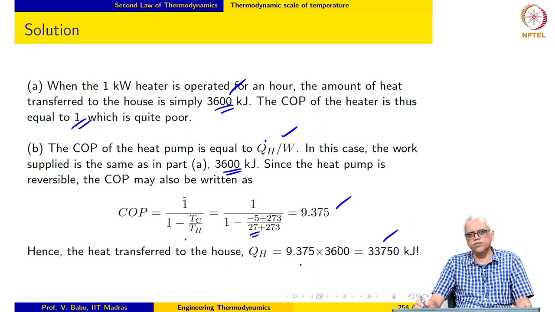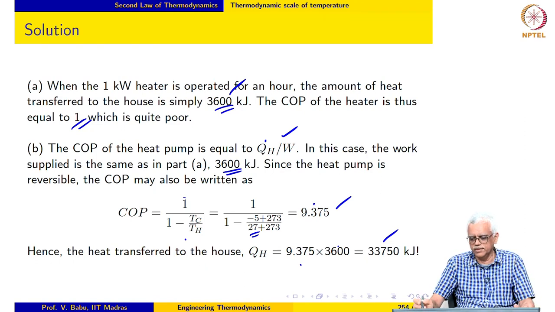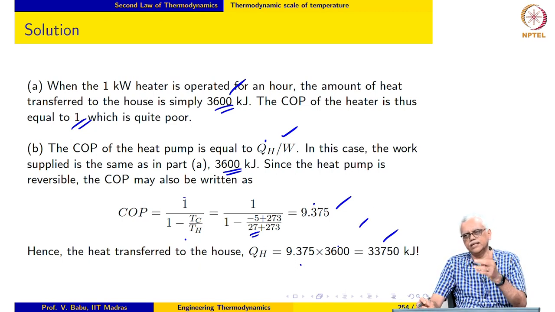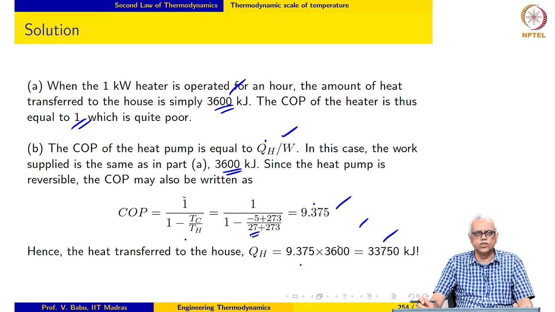So, it is almost a factor of 10 more, because this COP is almost equal to 10 or 9 more. So, you can see that this is a much better way of maintaining a dwelling at a comfortable temperature than using the space heater. Although the space heater is quite widely used, it is probably much cheaper than a heat pump. In the long run, from an energy perspective, the heat pump is much, much more efficient than the space heater.